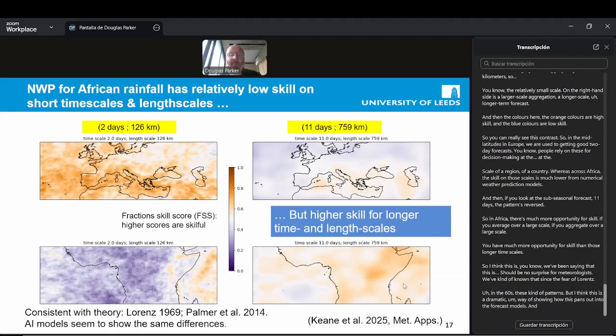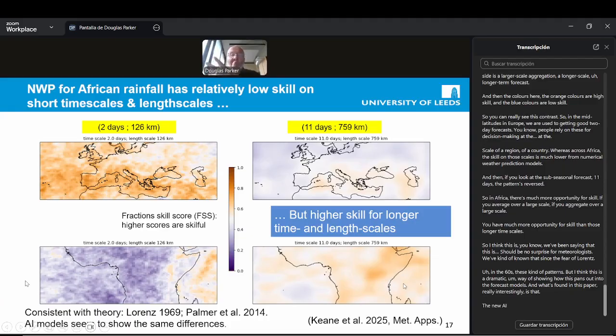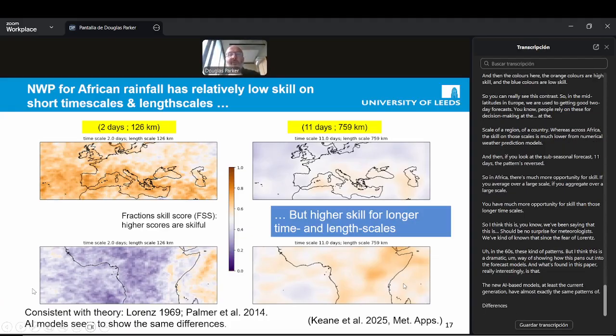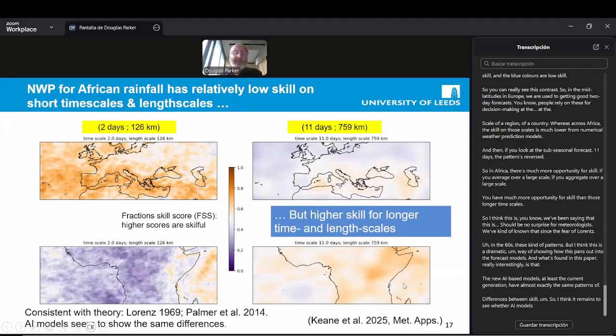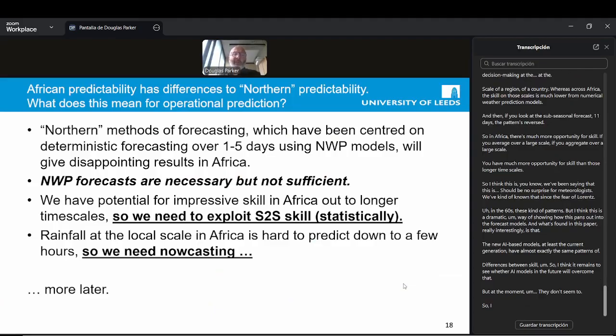What's found in this paper, really interestingly, is that the new AI-based models, at least the current generation, have almost exactly the same patterns of differences between skill. So I think it remains to see whether AI models in the future will overcome that. But at the moment, they don't seem to. So I have a few reflections on this.